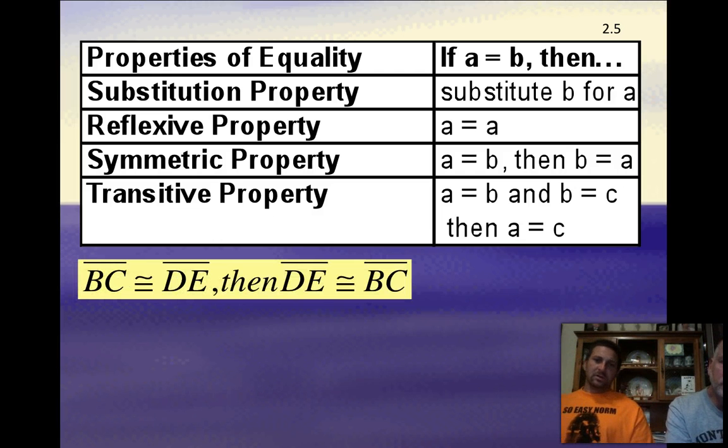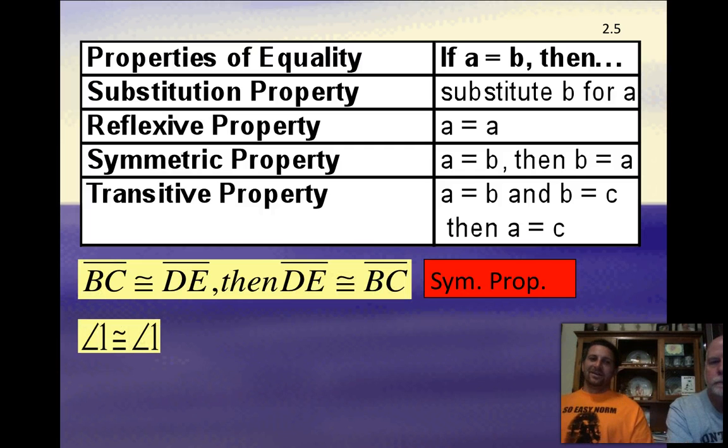If these two segments are congruent, if segment BC is congruent to DE, then the question is, it's not printed up here, but what property is being used here? Why would segment DE be congruent to segment BC? What you need to see is that the segments just got swapped around the congruent symbol. This would be the symmetric property because they just swapped order.